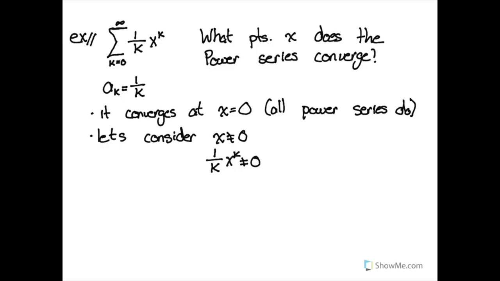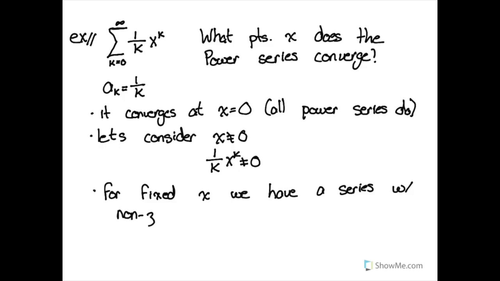And since, for a fixed x, we have a series with non-zero terms, let me just write that down. For fixed x, we have a series with non-zero terms. Right? So therefore, we can use the ratio test for absolute convergence that we saw last time.